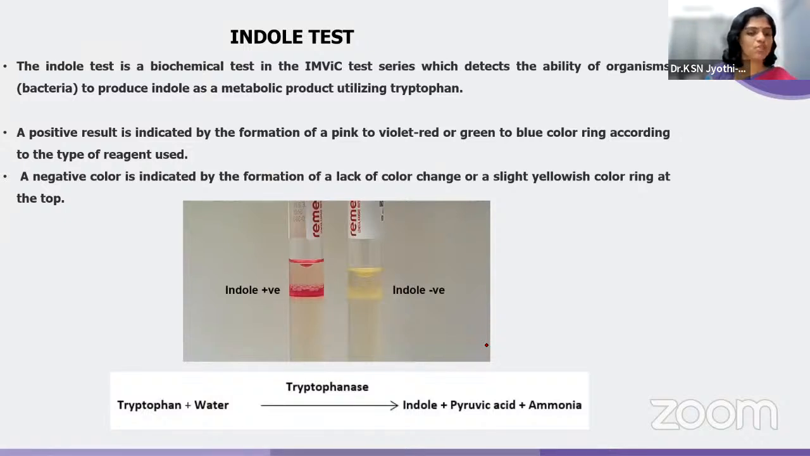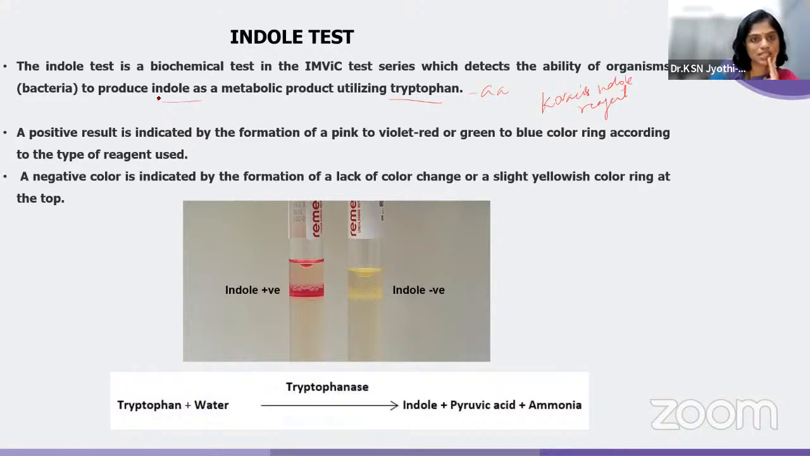So first we will start talking about the indole test. This is a specific test which detects the ability of the organisms to produce indole as a metabolic product which utilizes tryptophan. Generally, we all know that these bacteria survive on a lot of compounds. Tryptophan is one amino acid that is produced as a metabolic byproduct. The reagent that we use in this, we call it Kovacs indole reagent.